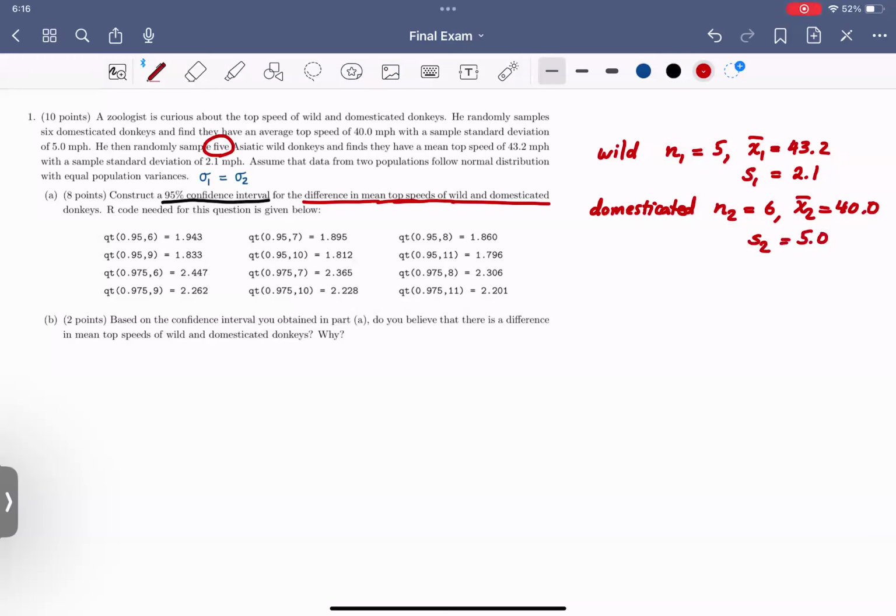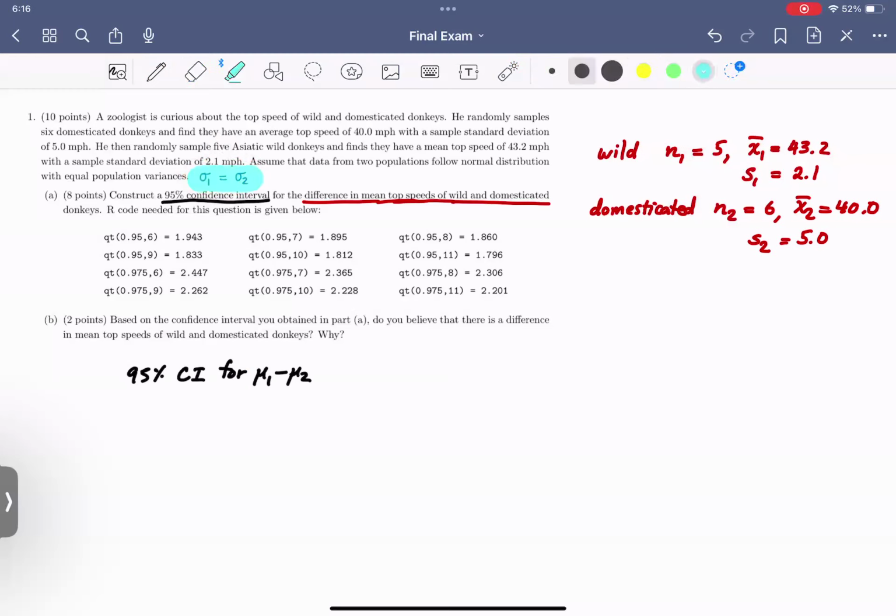All right, so you have all the numbers over there. So you're ready to plug in. So the 95% confidence interval for mu1 minus mu2. What is the formula? So you actually know that the sigma are equal to each other. What does it mean by the sigma equal to each other?